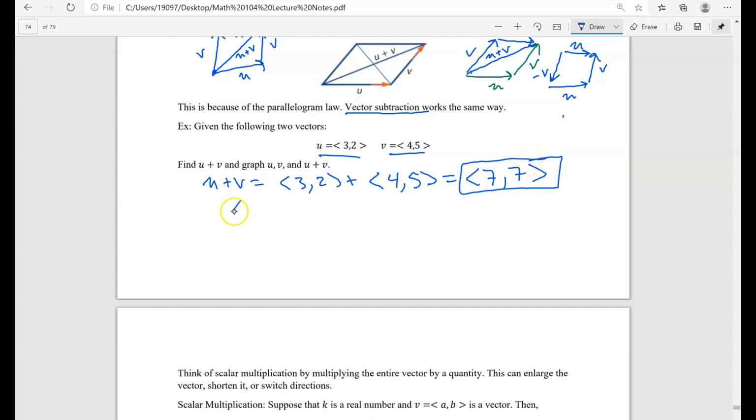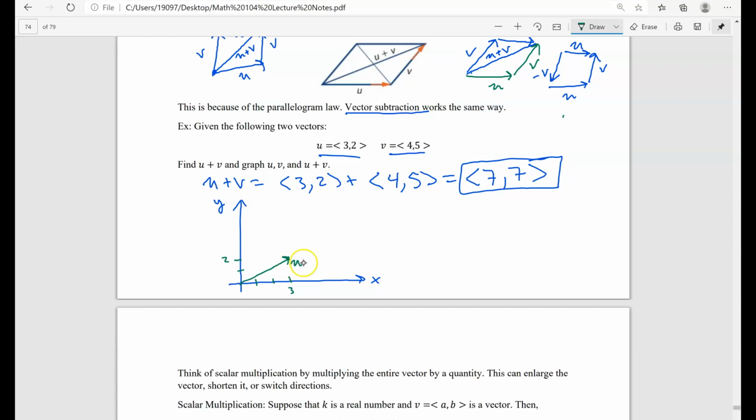If I were to graph this in the xy plane, here's x and y. Let's graph vector u first. I'm going to graph vector u with green. Vector u is going to be 3 in the x direction, 1, 2, 3, and then 2 in the y direction, 1, 2. Okay, so this is going to be vector u.